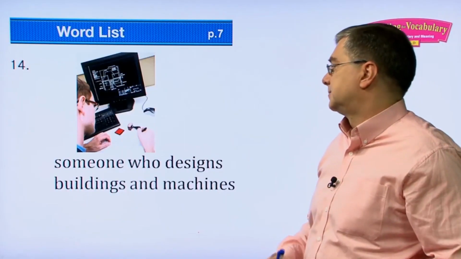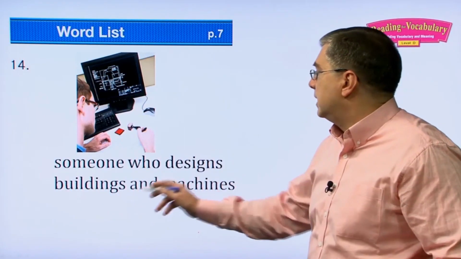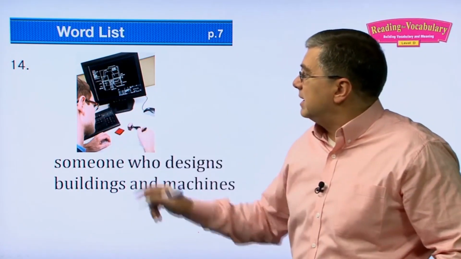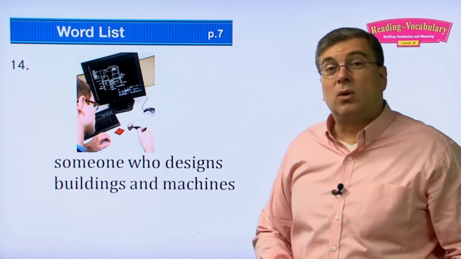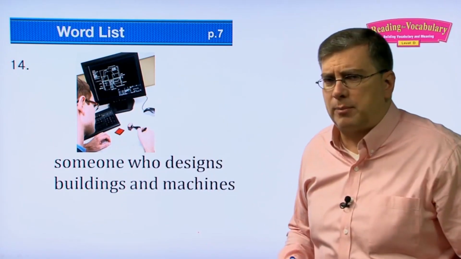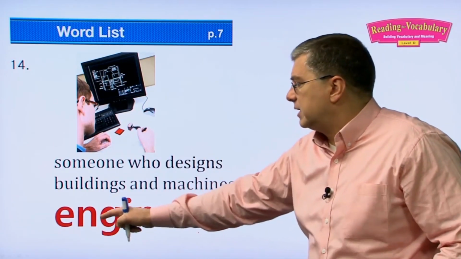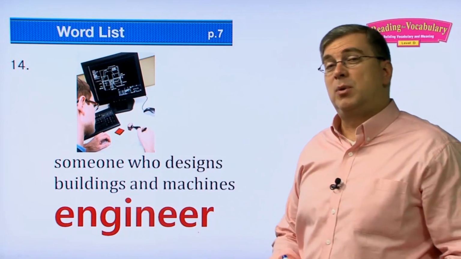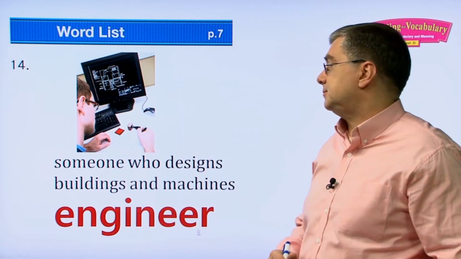Okay, next. Someone who designs buildings and machines. So this is a type of job. This person is designing maybe a building or a machine. What do we call that person? We say that that person is an engineer. Engineer. So that person is an engineer.